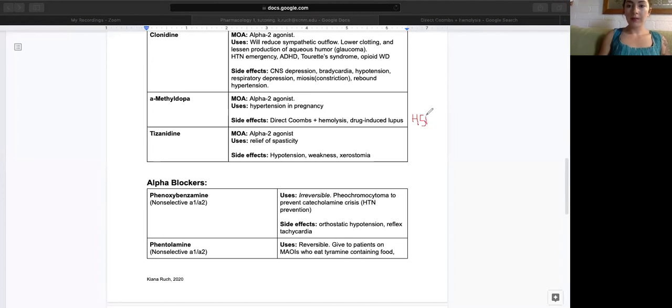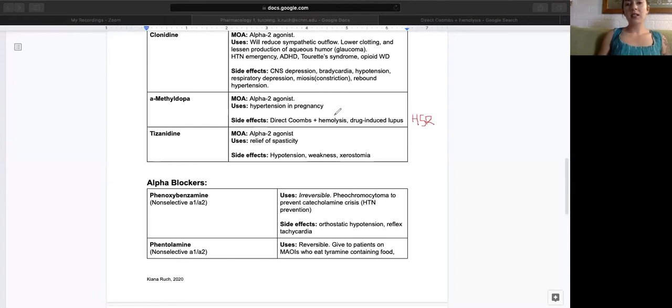S-R. Kind of looks like a 5 for the S, but that's okay. HSR, so hypersensitivity reactions. People can have autoimmune related reactions to this drug, so just watch for that. That sounds kind of bad, right? Especially in a pregnant person.